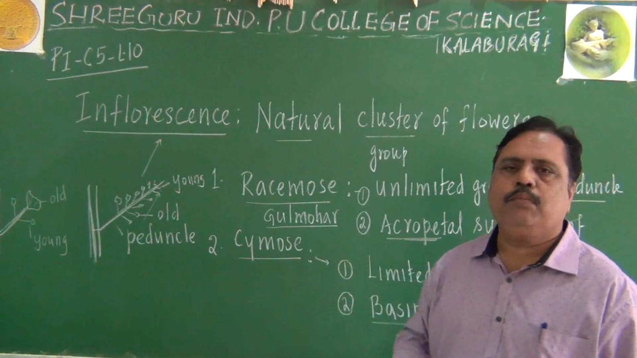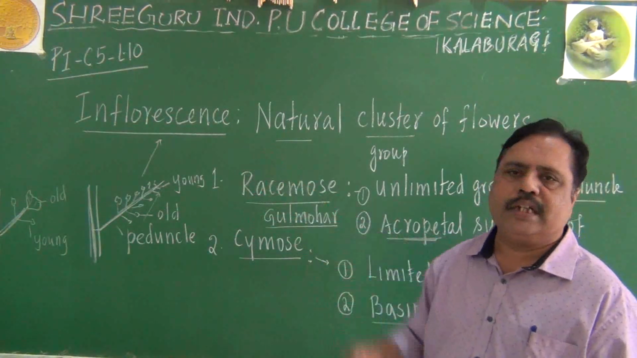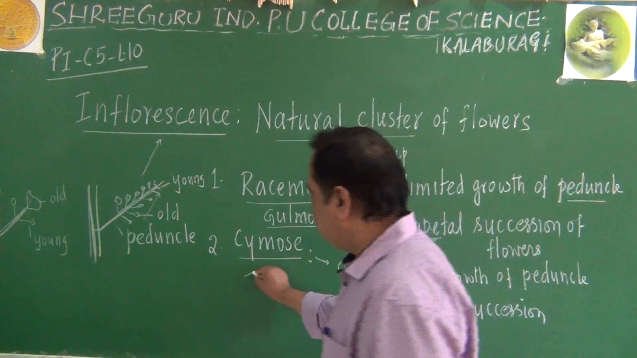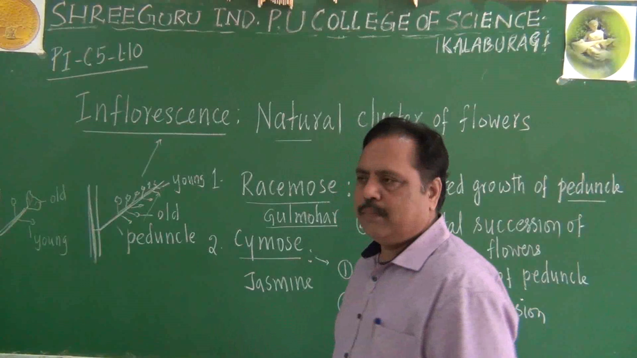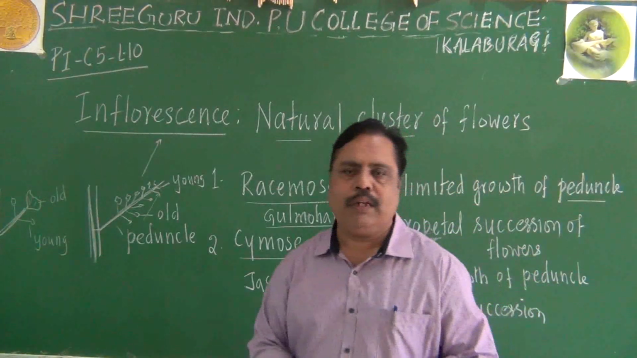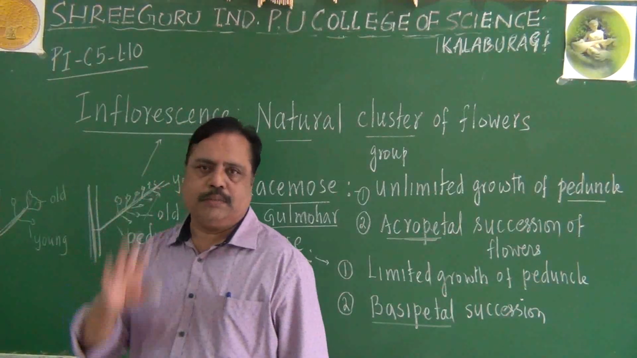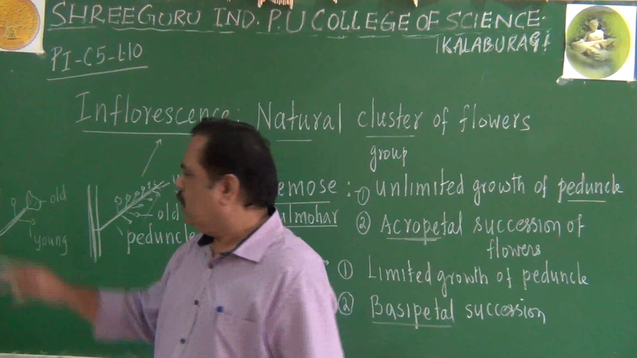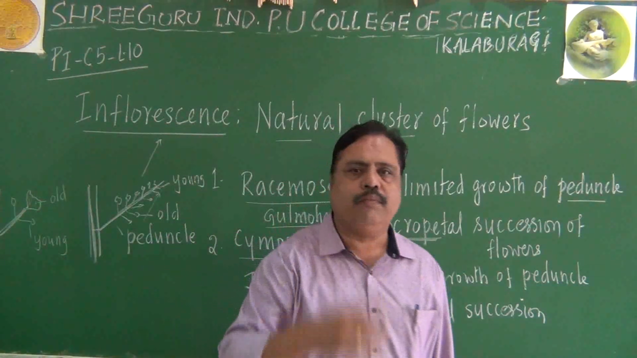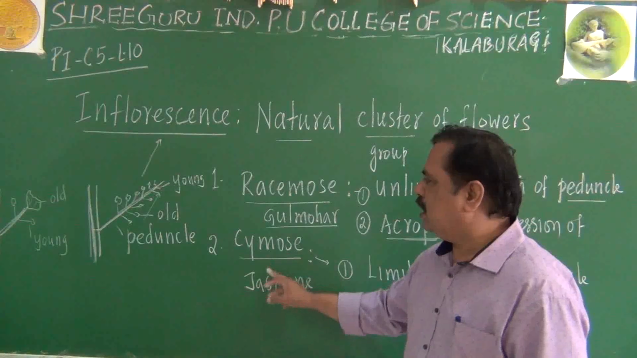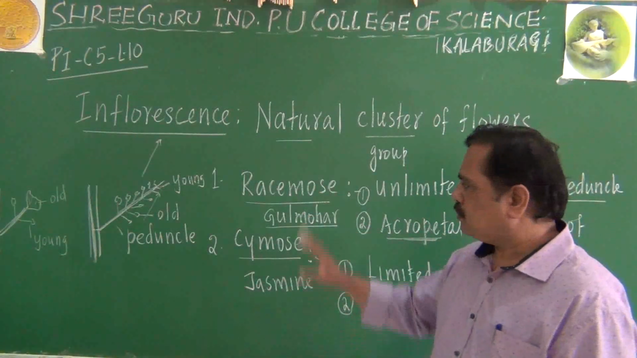When we come to cymose inflorescence, with basipetal succession, where the peduncle ends with a flower, an example is the jasmine flower. You could have observed the jasmine flower. It will produce a peduncle with only three flowers. The old flower will be at the center, and on the sides there will be young flowers. Such a condition is called cymose inflorescence. Do you get this point?